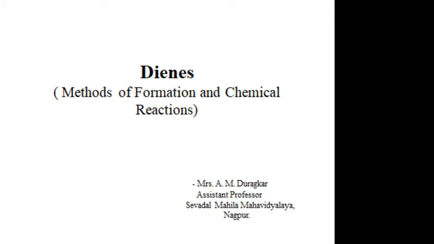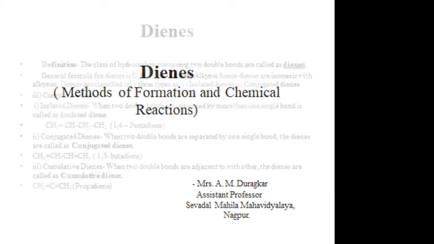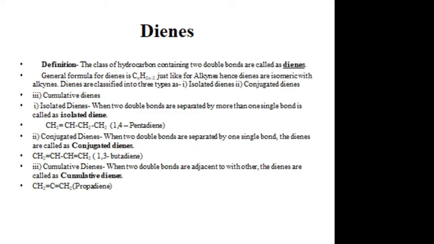Today we will discuss dienes, the organic compounds. The class of hydrocarbons containing two double bonds are called dienes. The general formula for dienes is CnH2n-2, just like alkynes, and therefore dienes are also known as isomeric forms of alkynes.